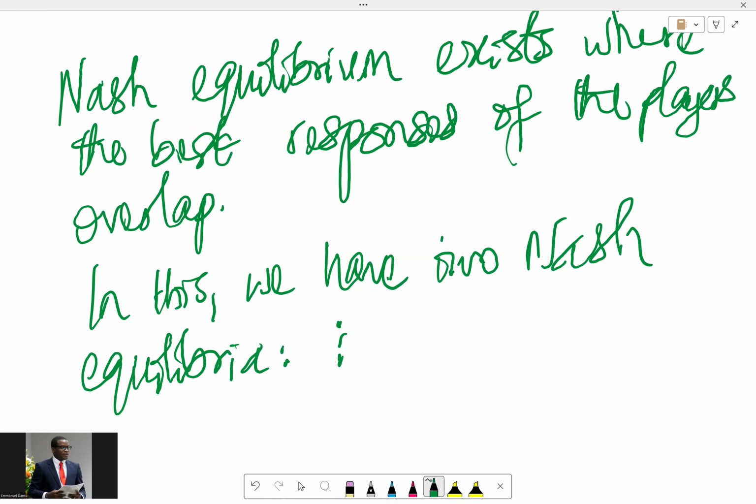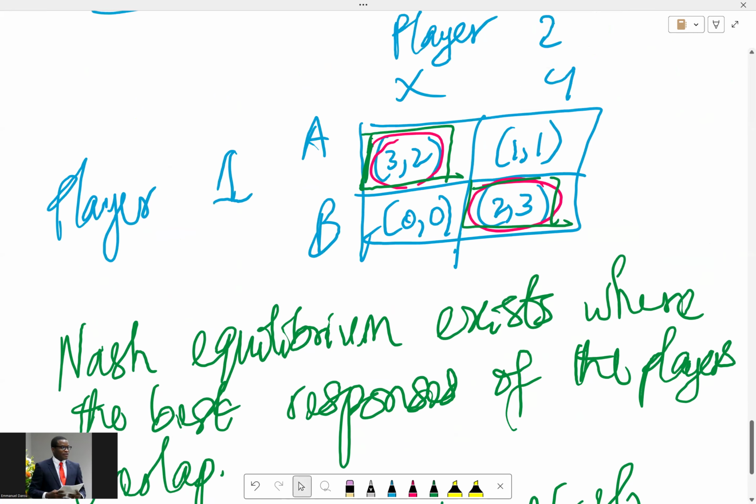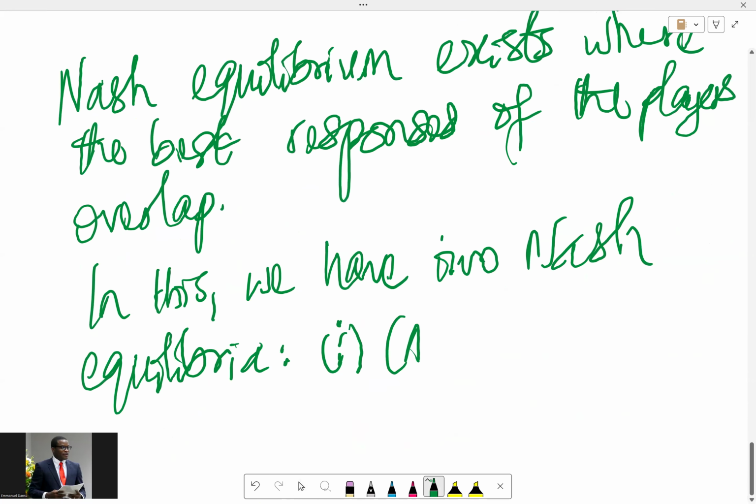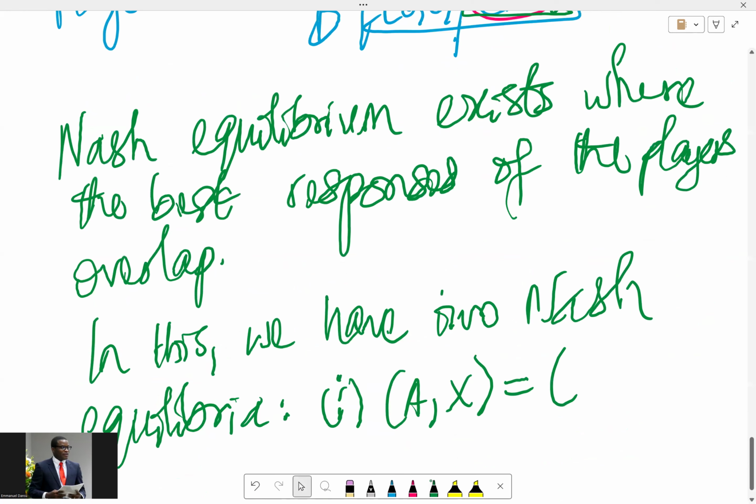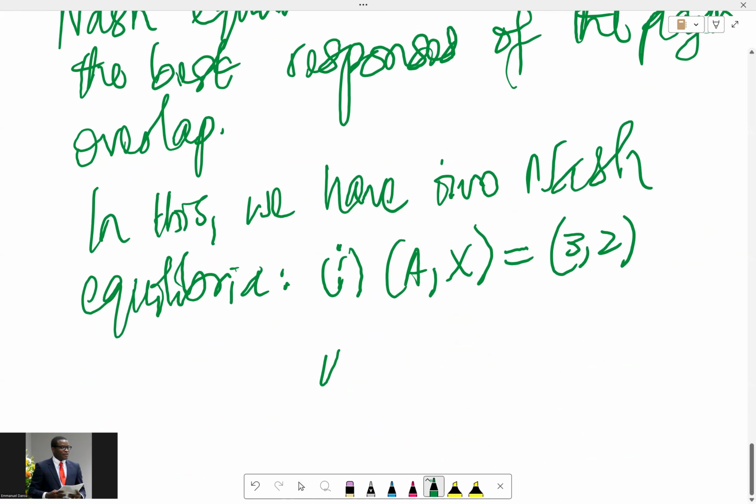The first one is at AX. Strategy A for player 1, strategy X for player 2, with the payoff 3, 2. And the second one is BY.